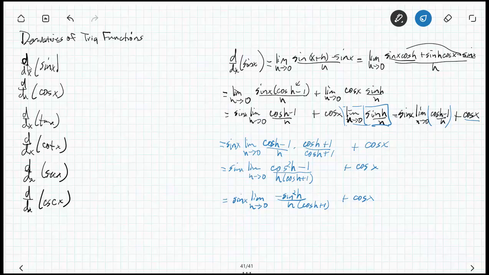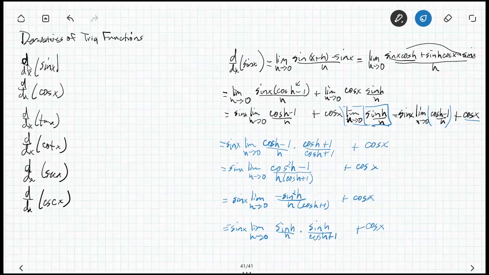Now, look close. Watch. If I stick h equals 0 in, this can be rewritten as sine of x, and this is going to be ugly, I'm going to pull the negative out in front because it's a constant. I'm going to take the limit as h goes to 0 of sine h over h times sine of h over (cosine of h plus 1). You see what I did there? Pulled the negative out front. The sine x is a constant, left it along for the ride. Don't forget our plus cos x.